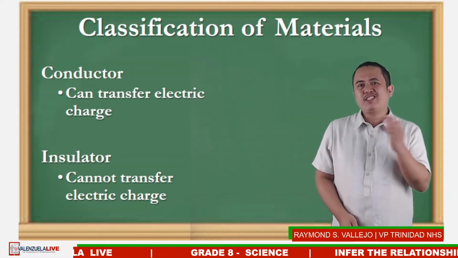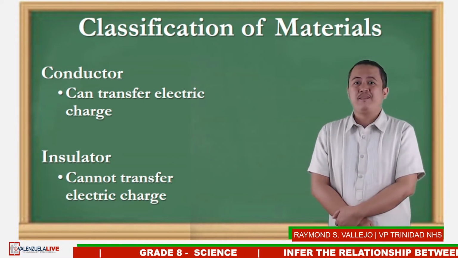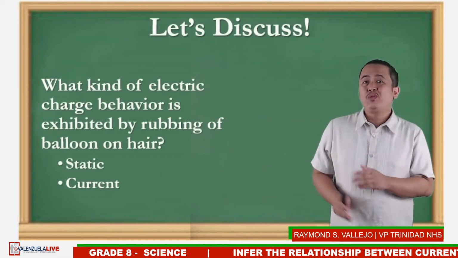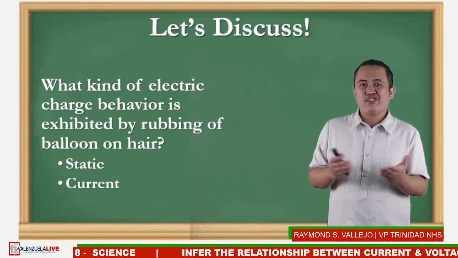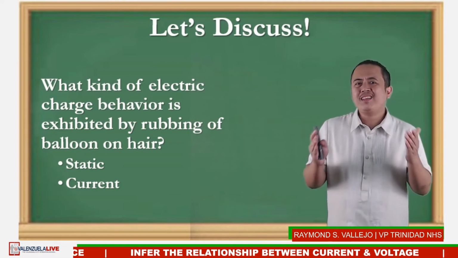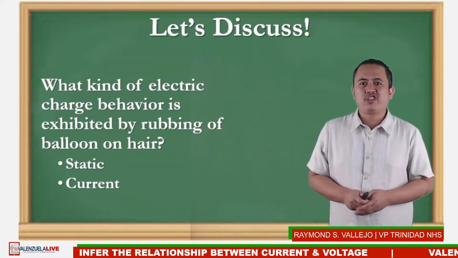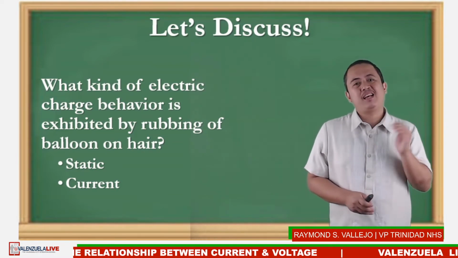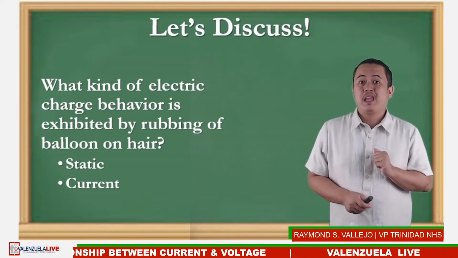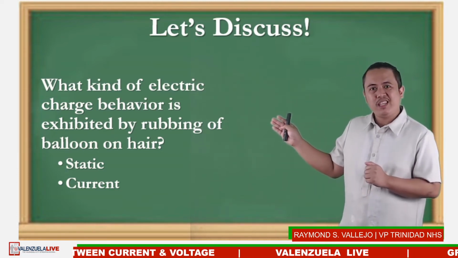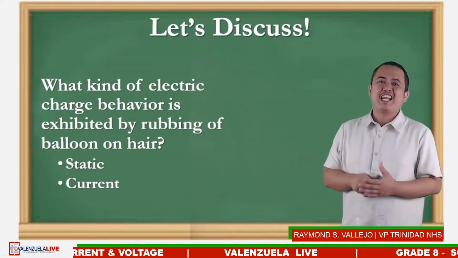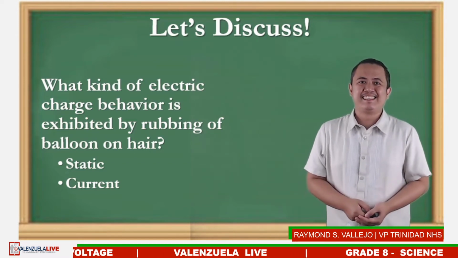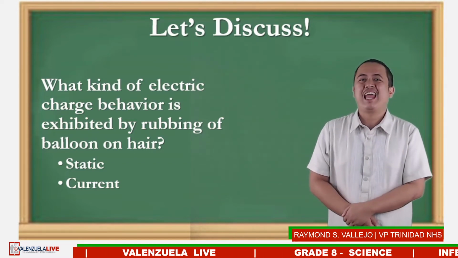Now, let's go back to the first activity where I rubbed a balloon to the hair of my assistant, Sir Ian. What kind of electric charge behavior does the activity exhibit? Is it static electricity or current electricity? Write your answer in the comment section.